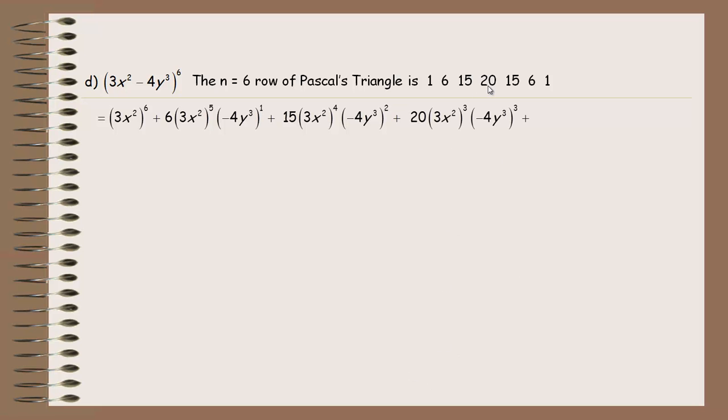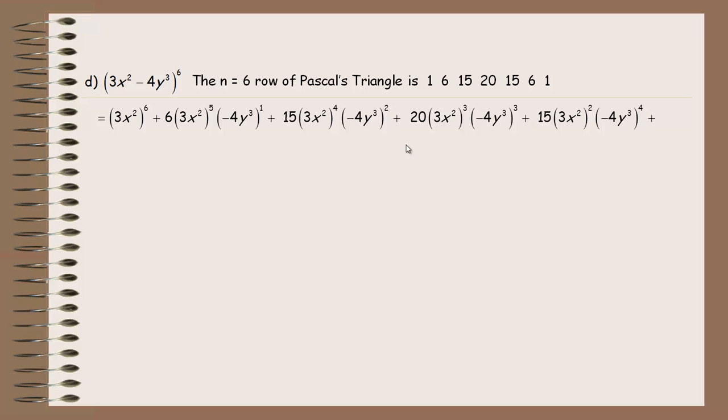Now let's do the 20. This exponent on the 3x squared reduces to 3. This one increases to 3. We've used the 20. Now we need to do the 15. This exponent becomes 2. Okay, remember it reduces by 1. This one will increase by 1. Remember, the 2 and the 4 add to the 6. So I've used the 15.